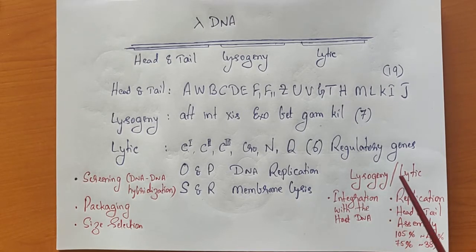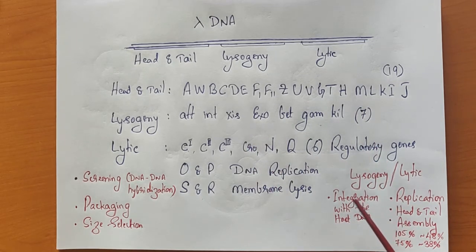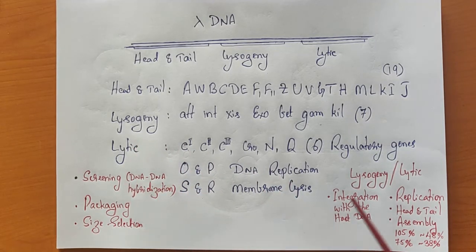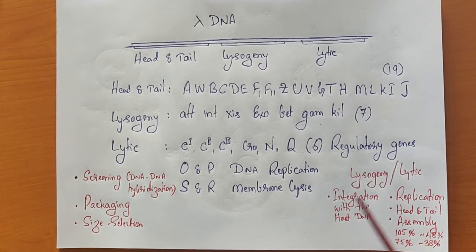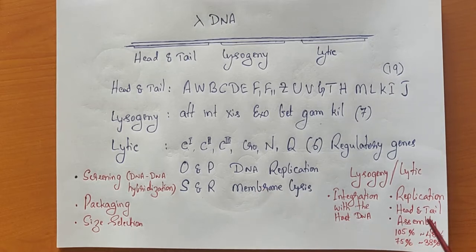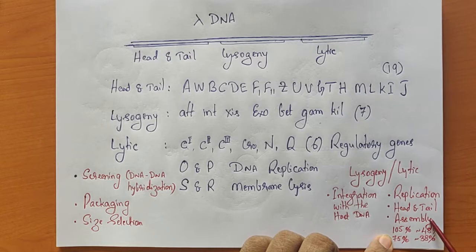So in case of lysogeny, these regulatory genes are involved in the integration with the host DNA. Whereas in case of the lytic cycle, we are going to follow a lot of steps. First thing is going to be the DNA replication. After that is the synthesis of head and tail. Then the assembly is important.